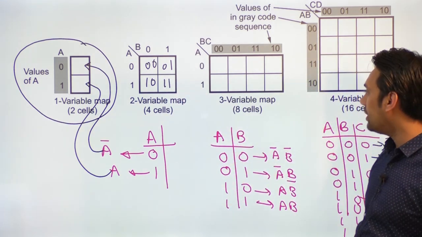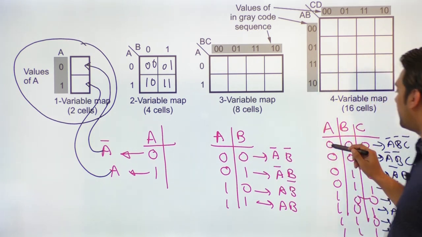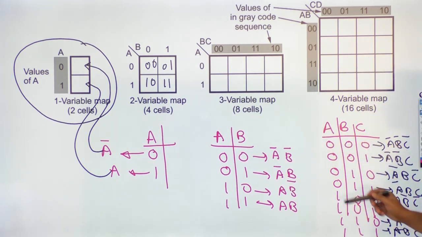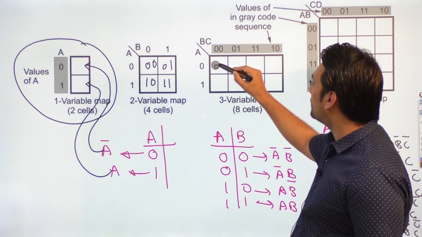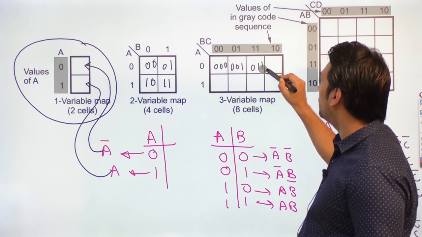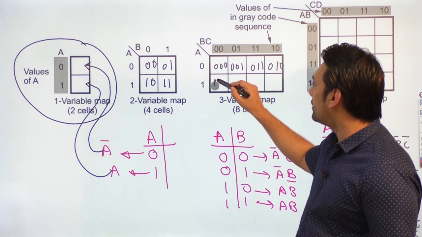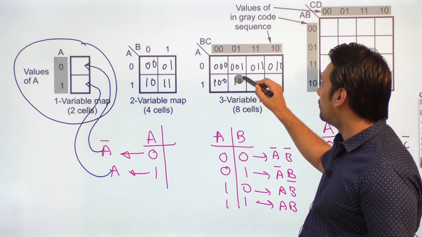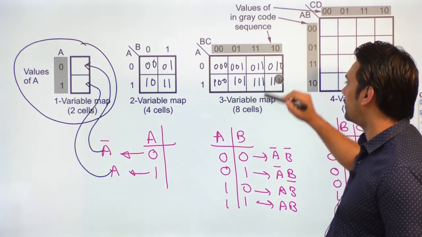Okay. And now here, when you have three variables, the combinations with three variables are total 8 combinations. So that means you can see the total of 8 cells here. This first cell is representing 0 0 0, 0 0 1, 0 1 1, and 0 1 0. This is representing 1 0 0, 1 0 1, 1 1 1, and 1 1 0.